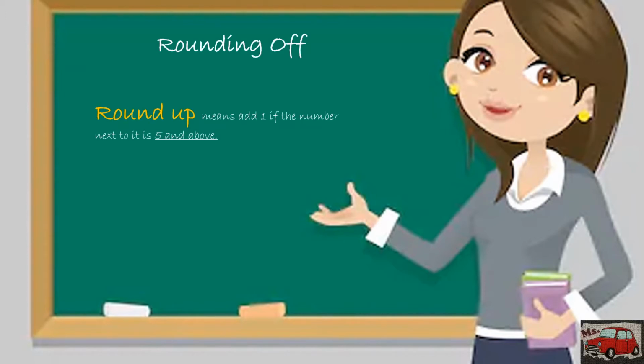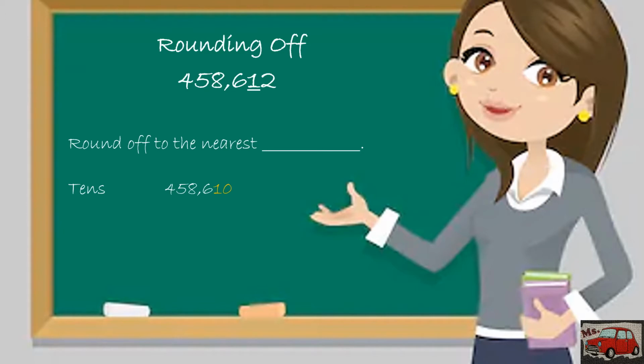Okay? Okay, when we do rounding off, let's be reminded that if yung number na katabi niya sa kanan is 5 and above, we will do round up. It means mag-a-add tayo ng 1. Okay? Example. So, let's round off the 458,612 to the nearest tens.